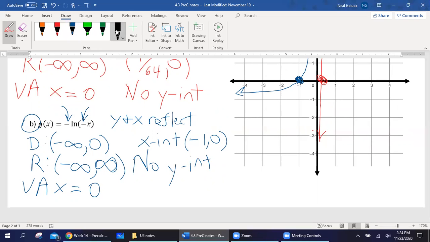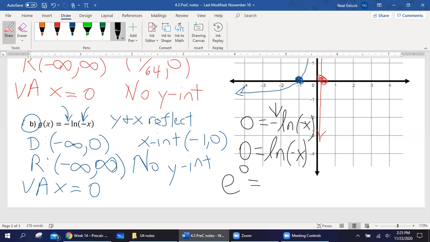And again, to find that x-intercept, I could say 0 equals negative natural log of negative x. If I divide out the negative out in front, I'd have just 0 equals natural log of negative x. If I loop-de-loop, I'd have e to the 0 equals negative x. Well, e to the 0 is 1. 1 equals negative x, so x equals negative 1.